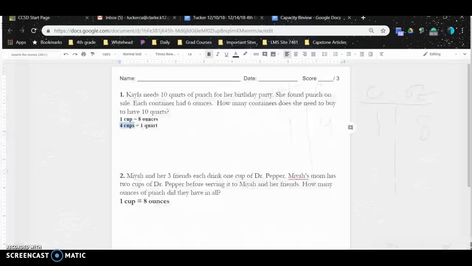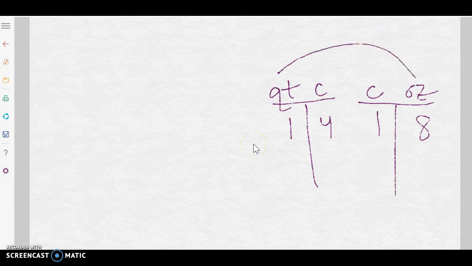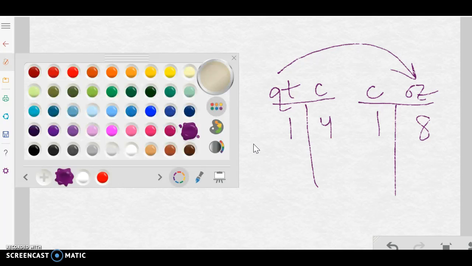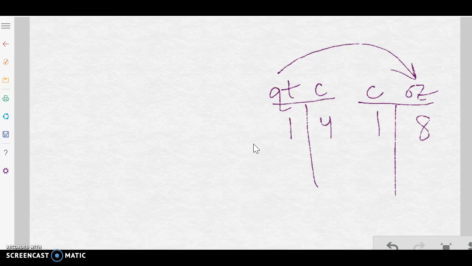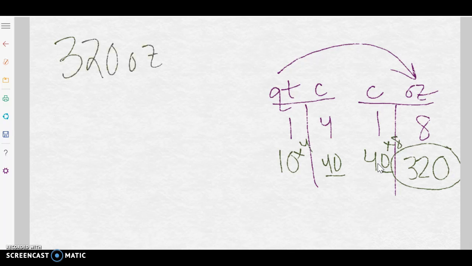Now let's plug in what we know. Well, Kayla has 10 quarts of punch. And I know my job is to get her 10 quarts into ounces so that I can divide. So let's go ahead and plot 10 here. And I know my relationship is times 4, so 10 times 4 is 40. Okay, now I've got the number of cups. So I'm going to take this 40 cups, place it in my other conversion chart, 40 times 8. And I can do this in my head. 4 times 8 is 32, and I'm going to pop on that 0. So she has a total of 320 ounces of punch.